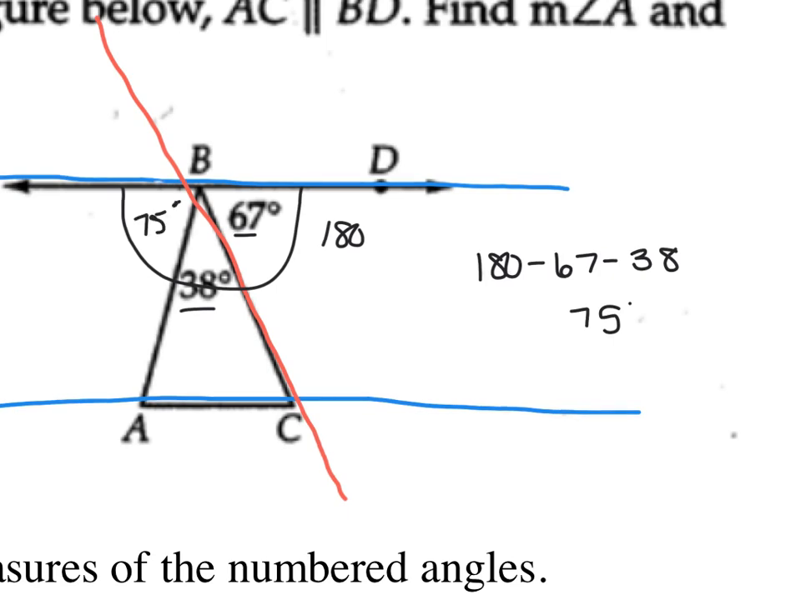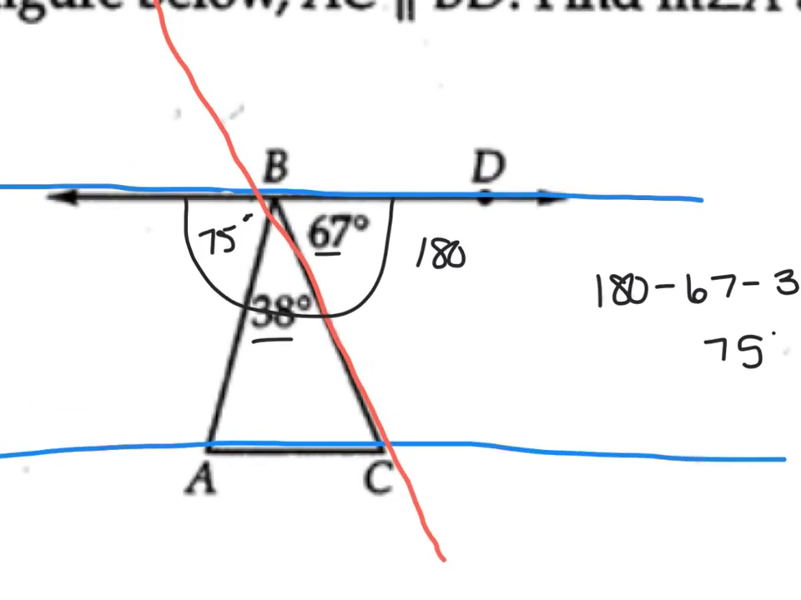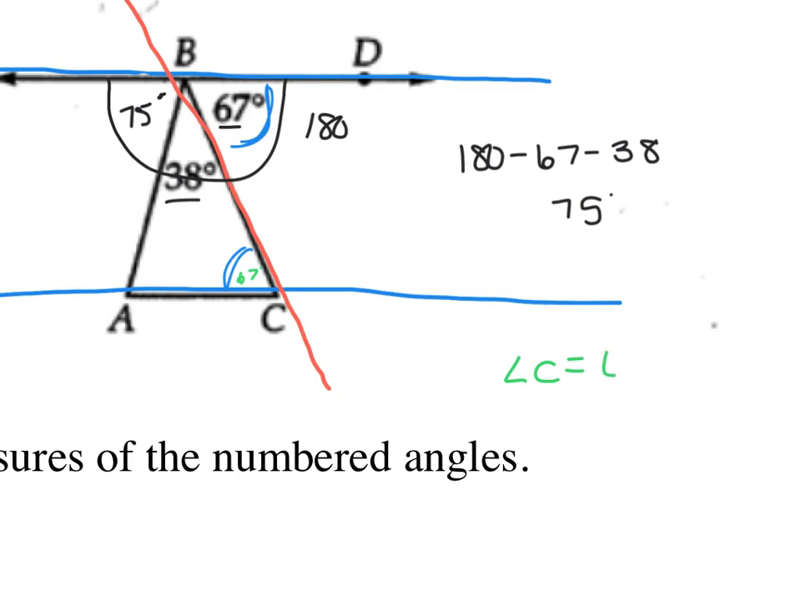And what I now know is that when I want to find my missing angles, we're going to focus on angle C right now. Let's find angle C. If I look at angle C, it's on the interior of my parallel lines, or my blue lines. It's on the interior, and it's alternate to my 67 degrees. So what I can say about angle C is that angle C is 67 degrees.